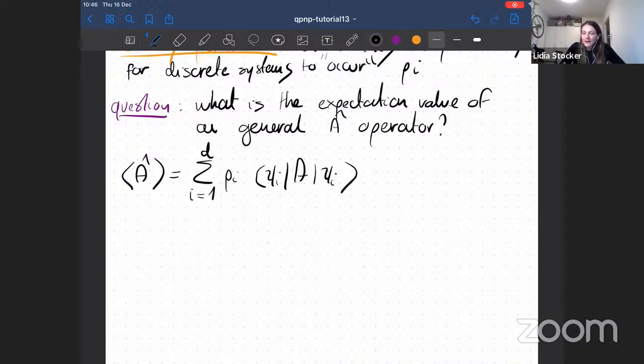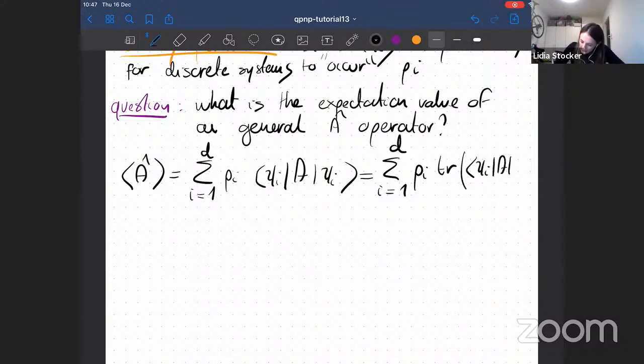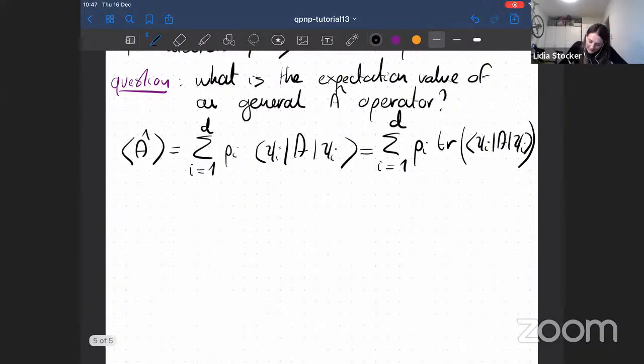Now, what can we see here? This is the definition. This is given by the sum from i equal 1 to D of pi i times the trace of psi i A psi i, because of our definition of the trace. And then we use that the trace is cyclic.